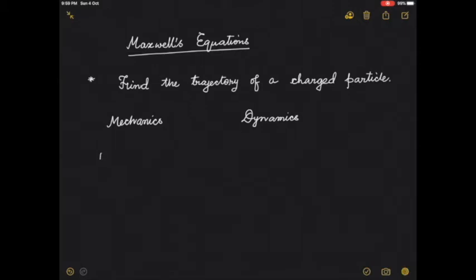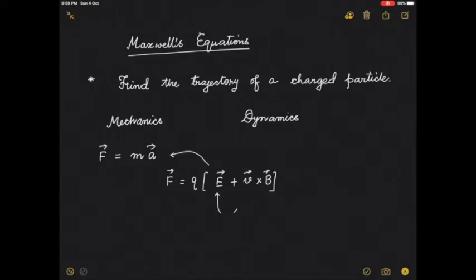Well, the laws of mechanics tell us that the force exerted on the particle is the mass of the particle times the acceleration. And in case of electrodynamics, this force is given if you know the charge of the particle, the electric field everywhere in space where the particle is, the velocity of the particle at that instant, and the magnetic field everywhere in space. So that's your Lorentz force law. So you put that in here, but then you ask the question, how do I get E and B?